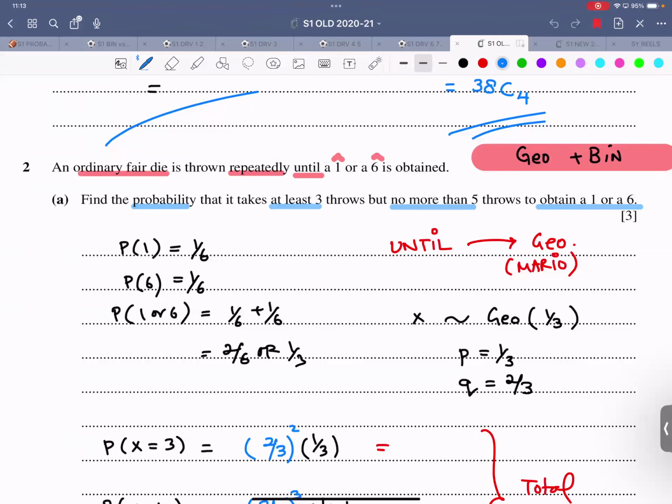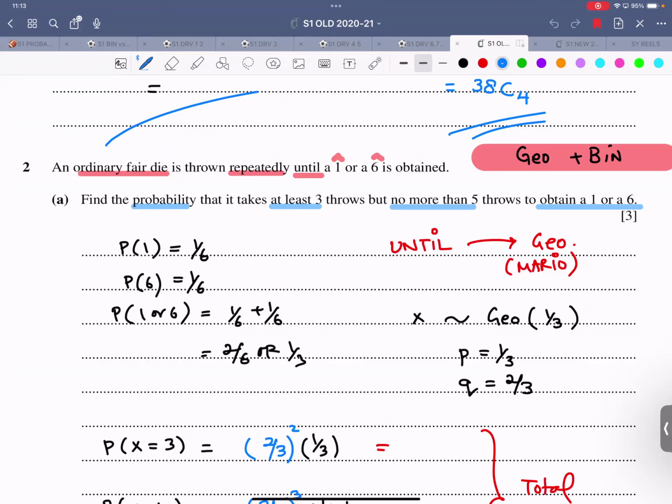The second thing, the word until is there. As soon as you achieve success, you will stop. So these two things tell us that this is a geometric probability distribution. Decide on the distribution first, then start with the working. Now it says until a 1 or a 6 is obtained.